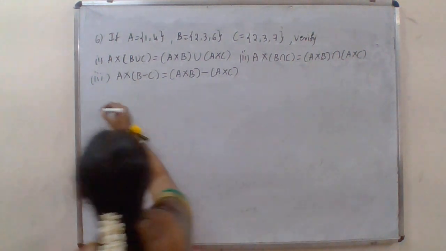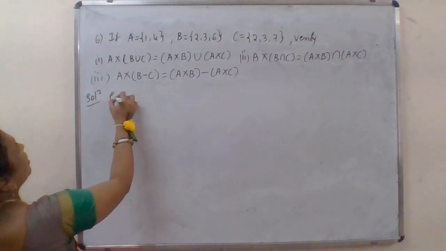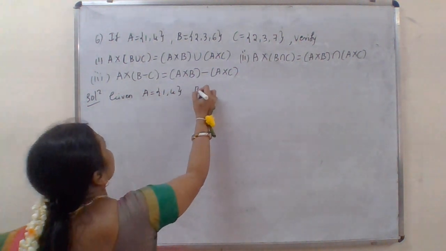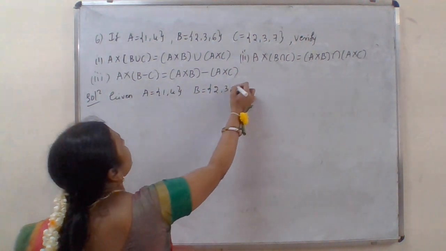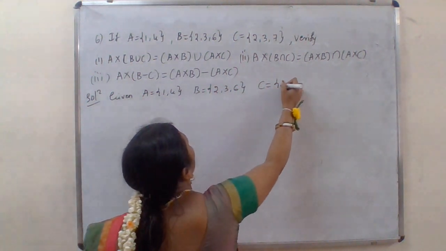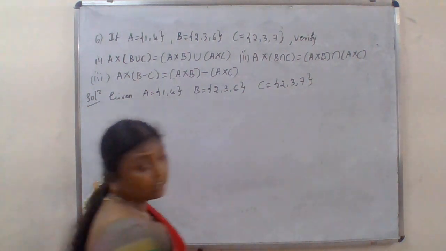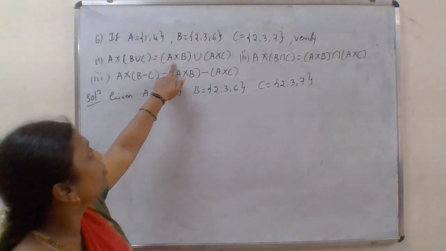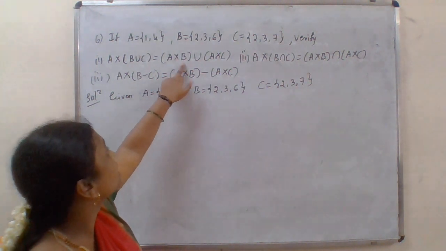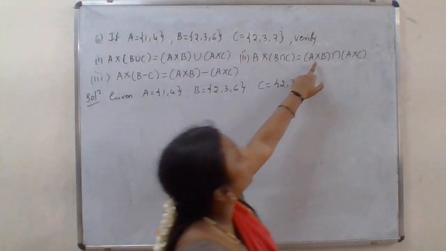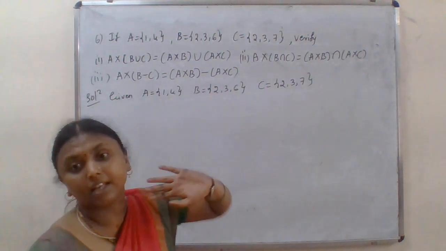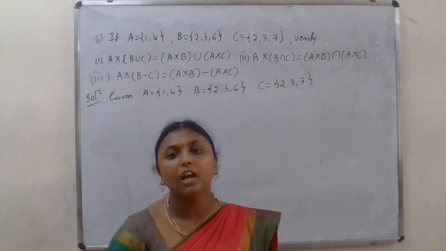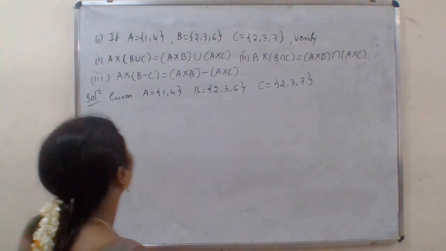So, your solution. They are given A is equal to the set {1, 4}, B is equal to the set {2, 3, 6}, C is equal to the set {2, 3, 7}. Here one common element is there. In the RHS of every question you have A × B and A × C. So first find your A × B and A × C.